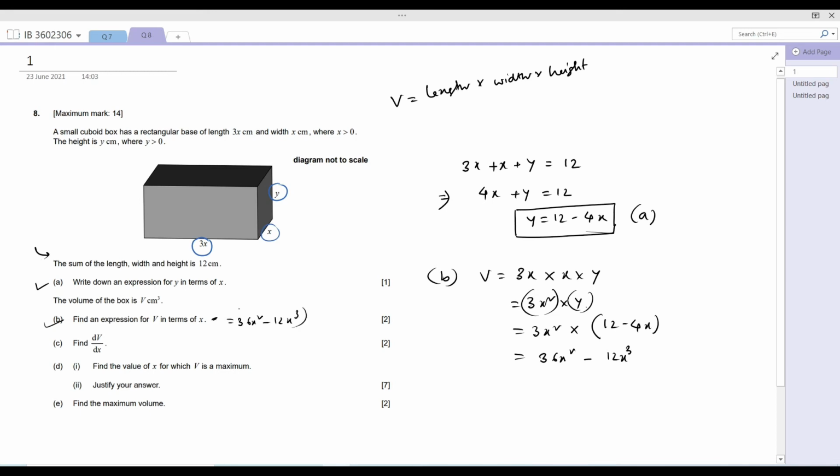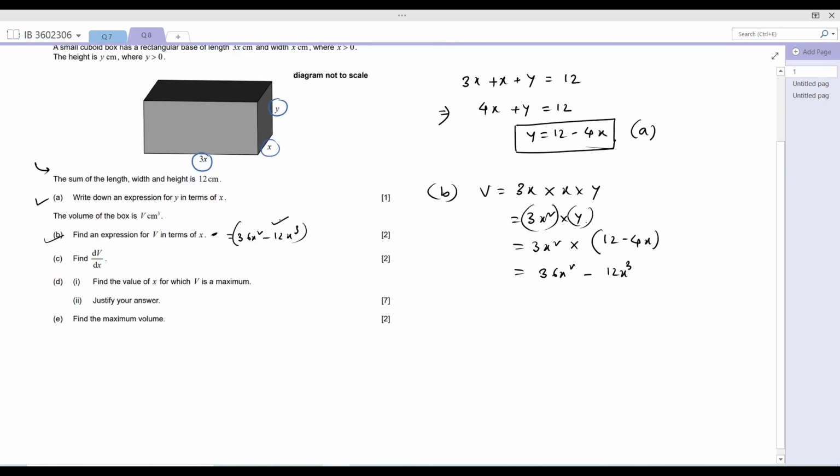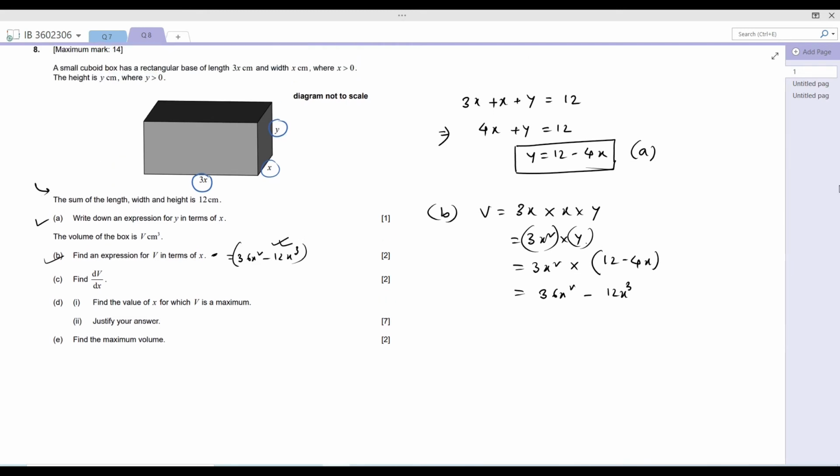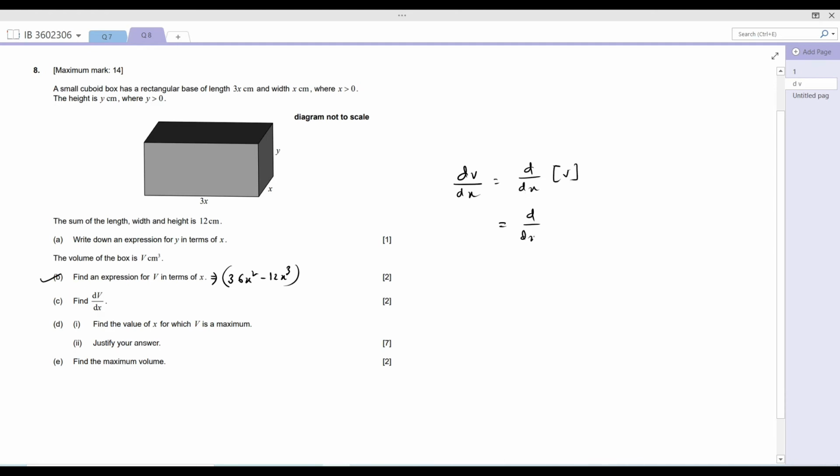Okay, now we will move towards finding dV/dx. So the expression for V we have found to be 36x square minus 12x cube. This was the answer of B. Now we have been instructed to find dV/dx. So dV/dx is equal to d/dx of V, which is d/dx of 36x square minus 12x cube.